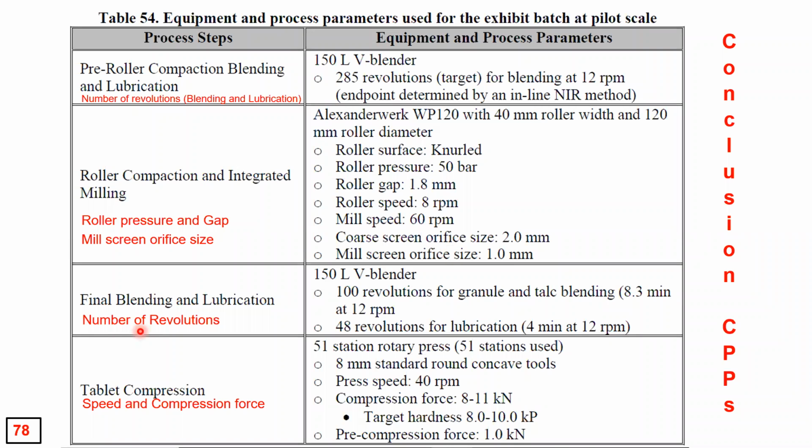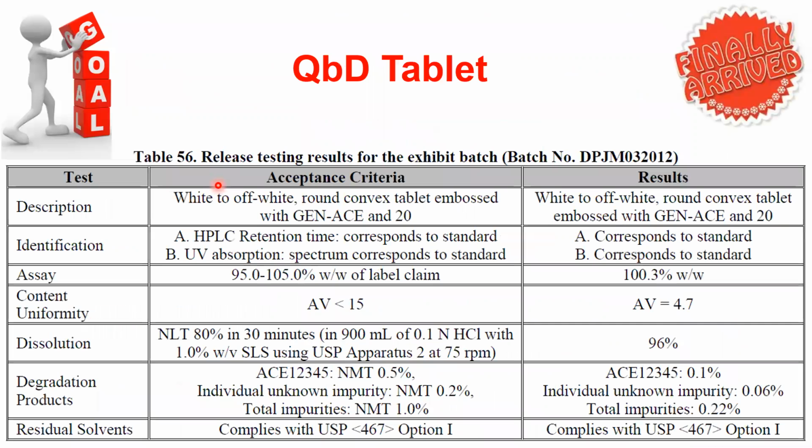Similarly, for the final blending, the number of revolutions is also given here, along with the tablet speed and compression. You can see a 51 station rotary press has been used. In our department, we have 10 station and 16 station. So 8 mm standard round concave tools have been used. A pressing speed of 40 RPM has been used. Sorry, the pressing speed and the compression force of so-and-so gave the tablet hardness of so-and-so. So these are the critical process parameters which were analyzed and optimized for getting the critical quality attributes at optimum values. That is the conclusion for the process parameters.